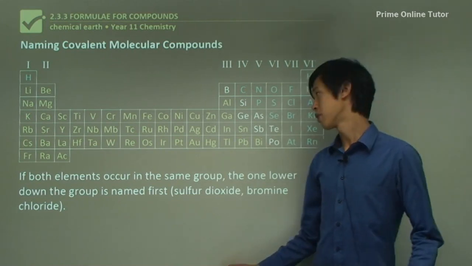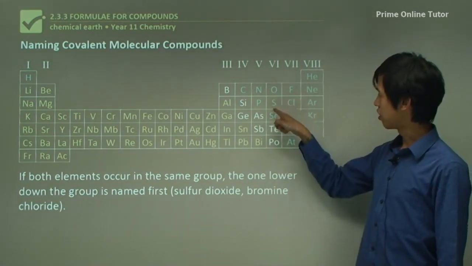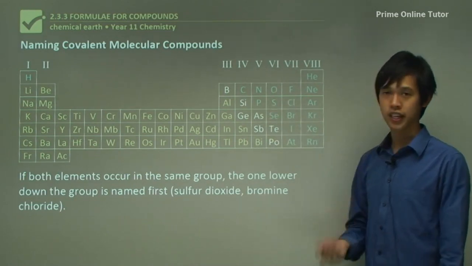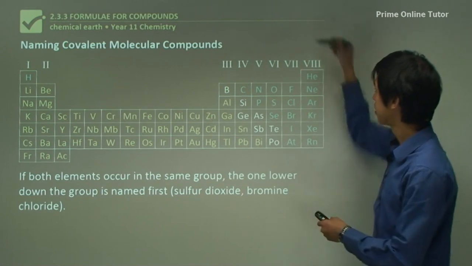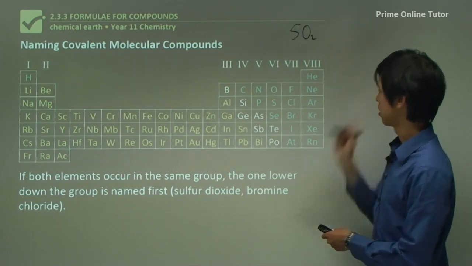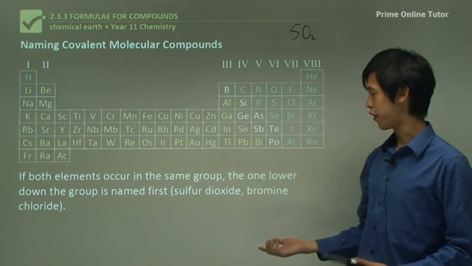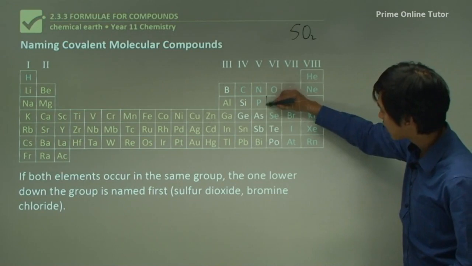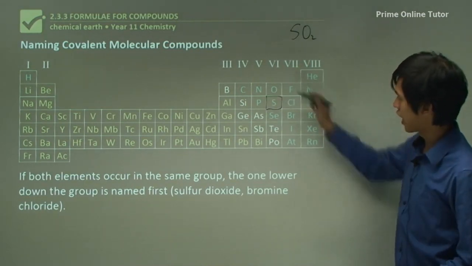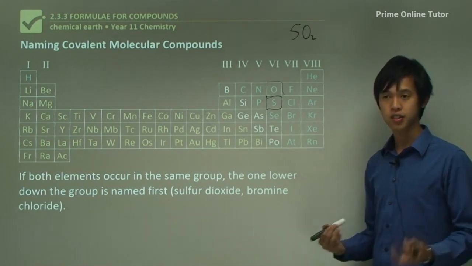Now, the question then becomes, what happens if you've got oxygen and sulfur together in, say, sulfur dioxide? Which one do we put first? Well, the one you put first is the one lower down in the group. So you can see sulfur is here, and oxygen is here. So sulfur is below oxygen, so it comes first.